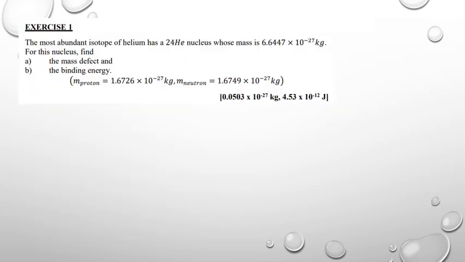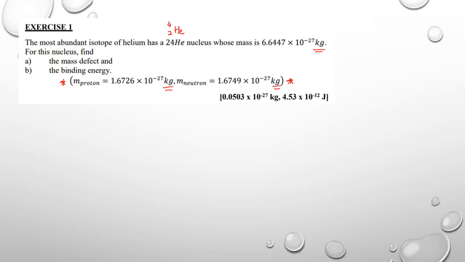Exercise 1. The most abundant isotope of helium has a helium-4 (4,2 He) nucleus whose mass is 6.6447 times 10 to the power of negative 27 kg. So for this nucleus, find the mass defect and the binding energy. One thing you have to take note of: you are given the values of the constants m proton and m neutron in kg. Therefore, you have to stick to kg in your calculation. You have to use the values given right here, not the values in your list of constants.